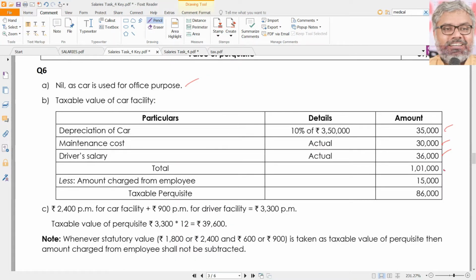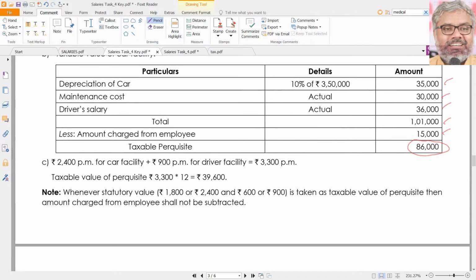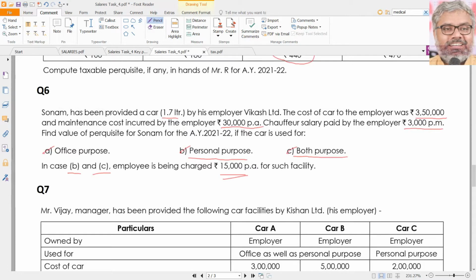So total is 1,01,000. But since the employee is paying 15,000 rupees, that will be deducted. So 86,000 rupees is the taxable value of perquisite. That is B case, where entirely the car is used for personal purposes, which is based on actual expenditure incurred by the employer, whatever the amount is.